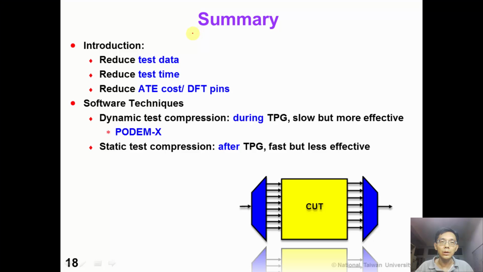In summary, in this video, we have introduced the concept of test compression. Test compression reduces test data. It also reduces the test application time, the ATE costs, and the number of DFT pins. In this video, we also introduced a software test compression technique, the Poden-X algorithm. The Poden-X algorithm belongs to the dynamic test compression category. DTC is performed during test pattern generation. It is relatively slow, but more effective. On the other hand, static test compression (STC) is performed after test pattern generation. It is potentially faster, but less effective than dynamic test compression.